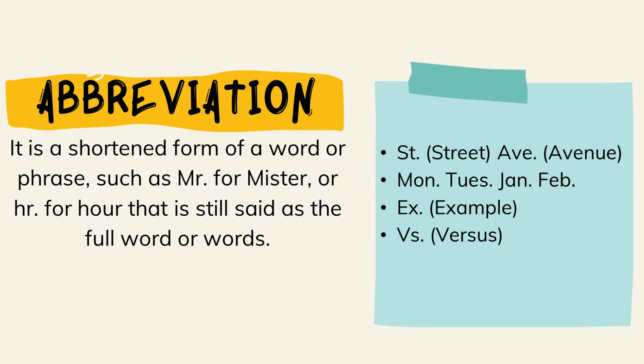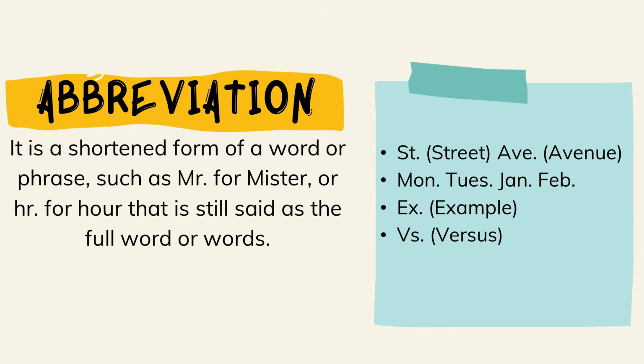Let's take a closer look at abbreviations. As we know, an abbreviation is a shortened form of a word or phrase, such as MR, the letters MR for Mr., or HR for hour, that is still said as the full word or words. So although we see the letters MR, we still pronounce it as Mister.